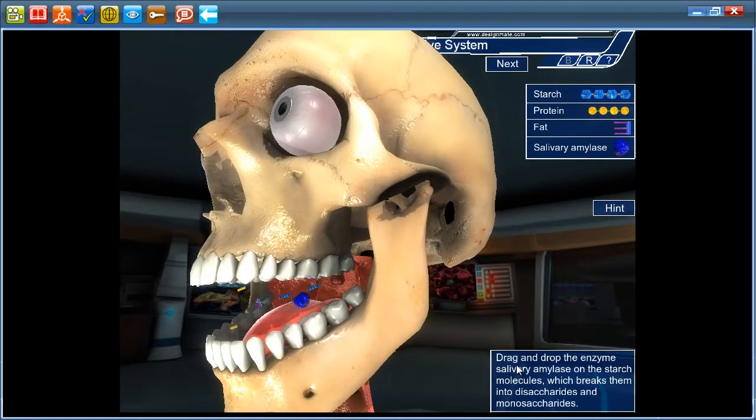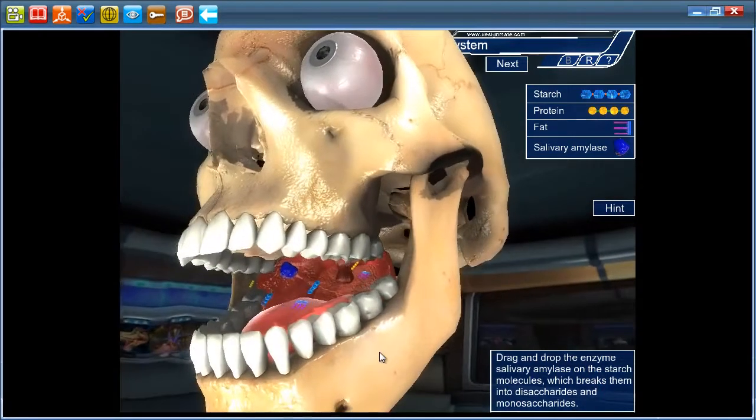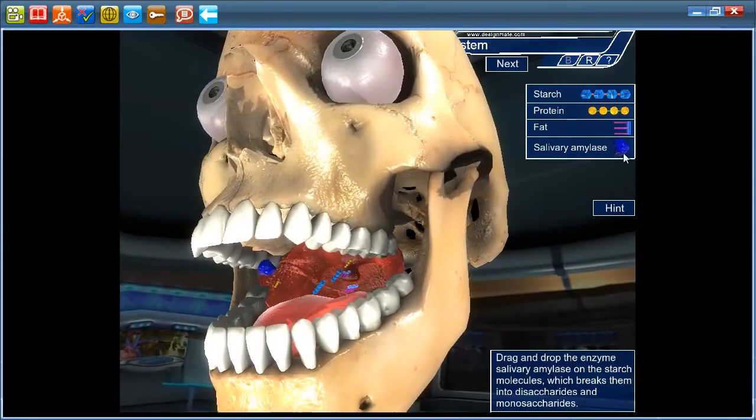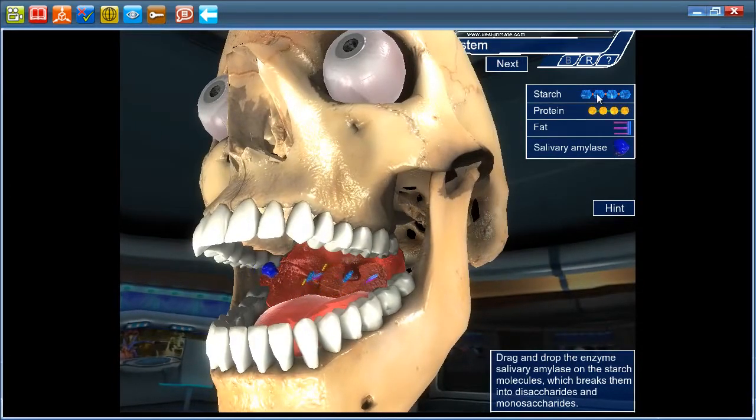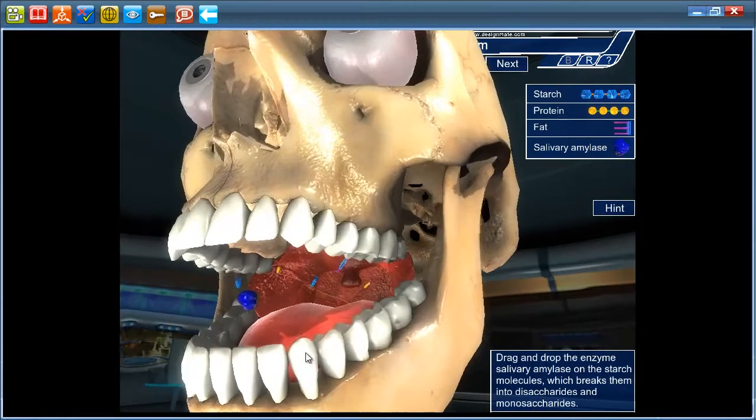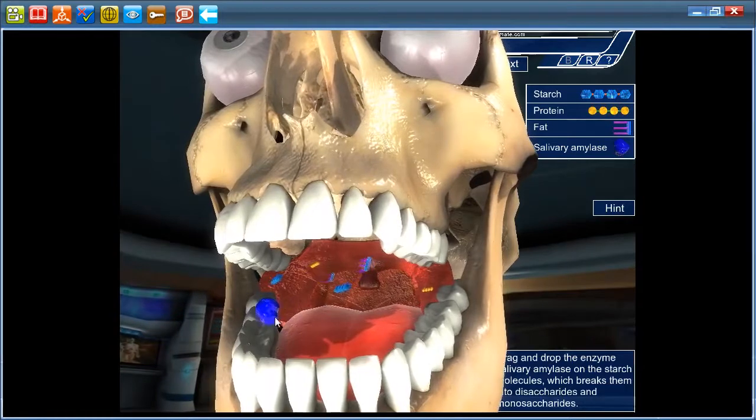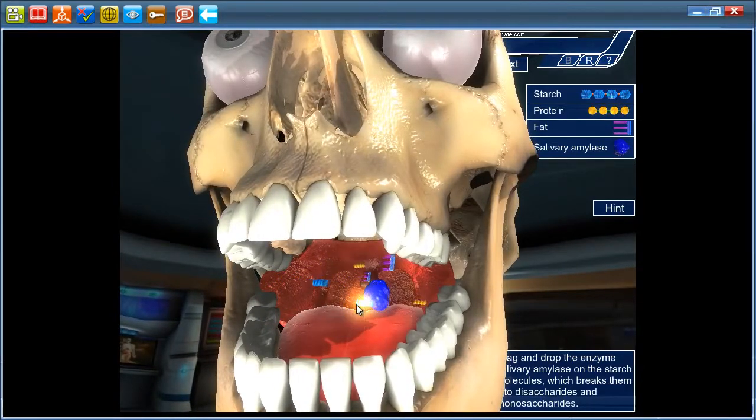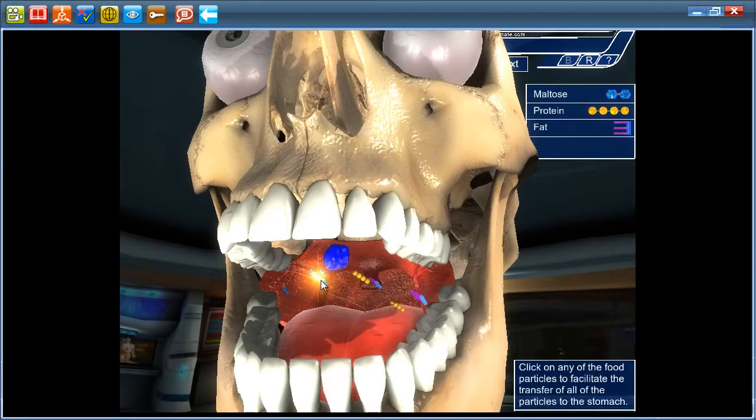Further, it gives me another question. Drag and drop the enzyme salivary amylase on the starch molecules, which break them into these further molecules. So, as I can see in the legend, salivary amylase is represented by the blue object and starch is represented by this chain of smaller blue objects. So what I do is, I drag the salivary amylase and drop it on the starch molecules, which breaks them down into these two smaller molecules. I have to drop it twice as the instruction says. So I drop it here.